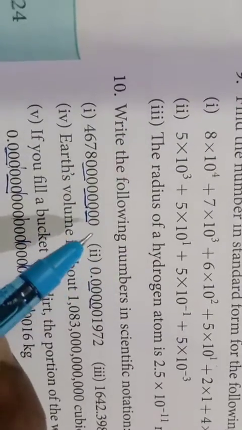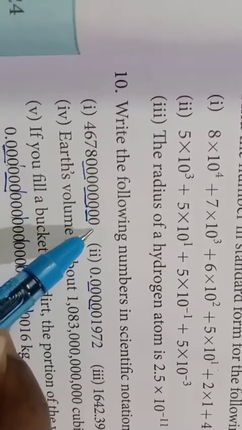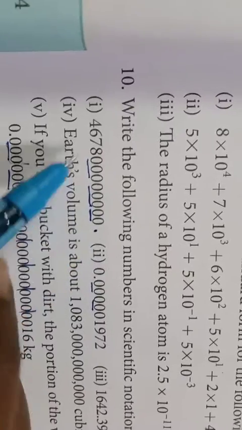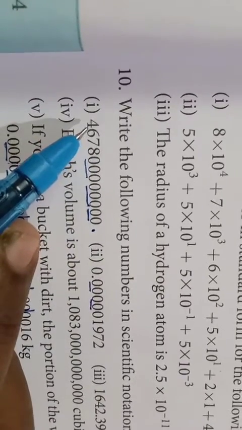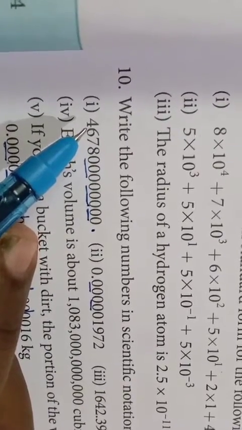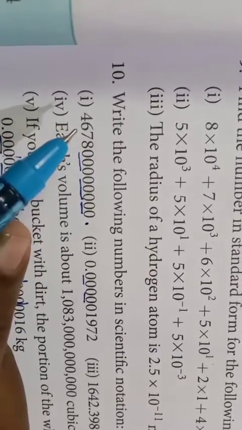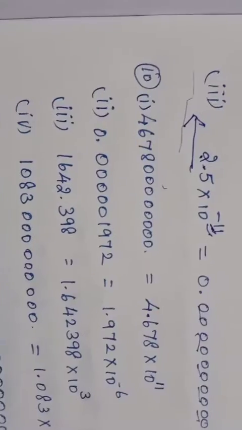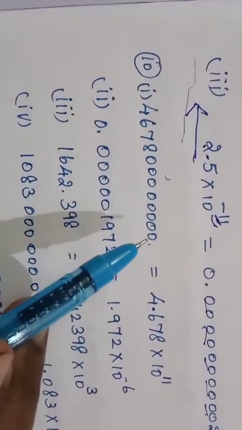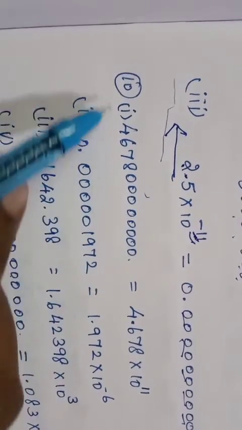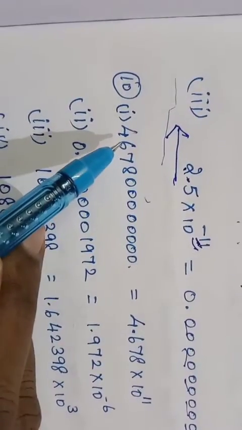For this, the decimal is not shown. What does that mean? It means the decimal is at the end. The decimal has to move towards here. How many steps do I have to move? Then we have to see whether it is a positive power or a negative power. If the decimal moves to the left side, the power is positive. The decimal is here and it moves towards the left side, so it is a positive power.